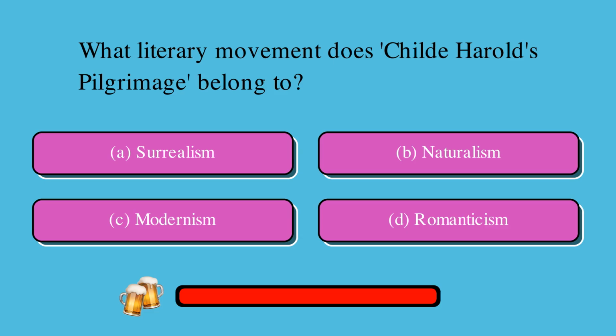What literary movement does Childe Harold's Pilgrimage belong to? Is it A, Surrealism, B, Naturalism, C, Modernism, or D, Romanticism? The correct answer is D, Romanticism.